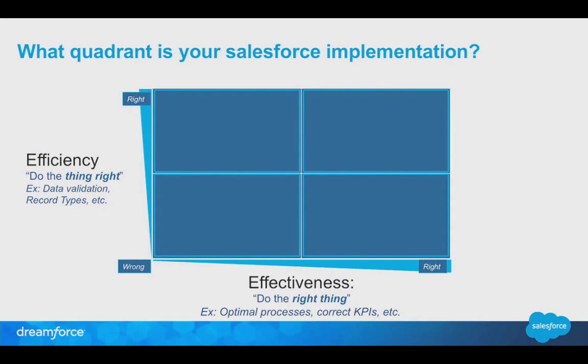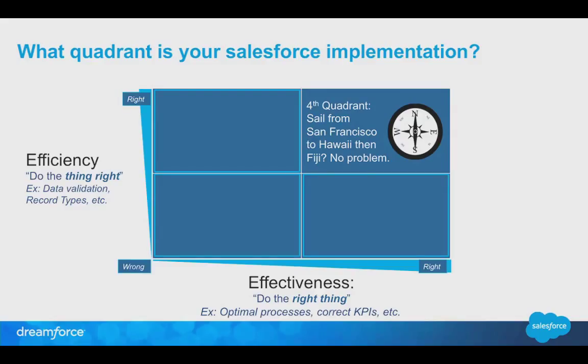So here's my question to you. What quadrant would you say is your Salesforce implementation? There's 4 quadrants, of course. Let me highlight these. And so efficiency is on one axis, effectiveness on the other. Everybody wants to be in the top right quadrant, as always. We're highly efficient. We're highly effective. If you gave me a compass and a sailboat, and he said, from San Francisco, go to Hawaii, and then go to Fiji, and here's a map. If you're in quadrant 4, I'm not going to poll yet, but think about which of these are you. If you could do that, fantastic.